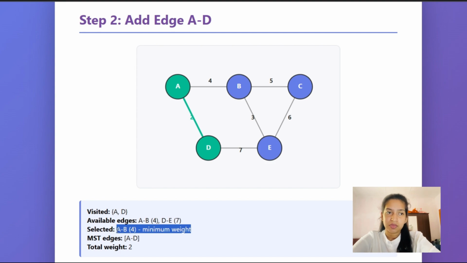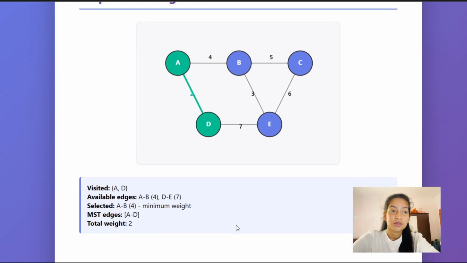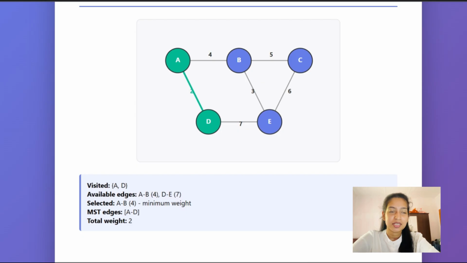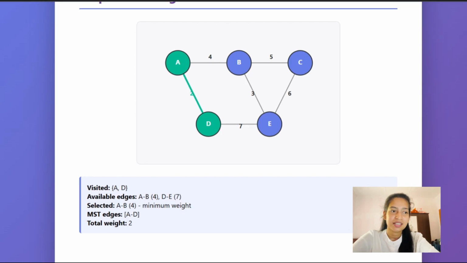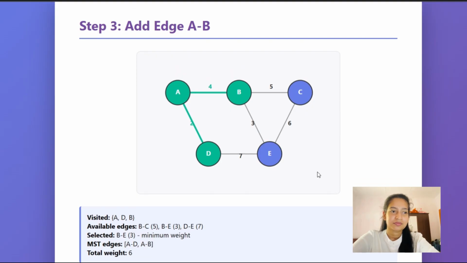Which one has minimum weight? That's A to B with weight 4. Now our MST contains one edge, A to D, and our total weight is 2. See how we are always picking the smallest available edge that spans our tree. That is the greedy choice in action.